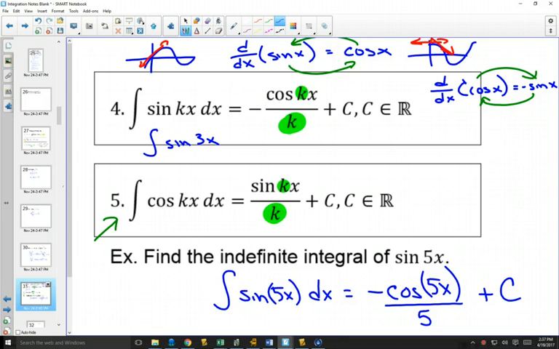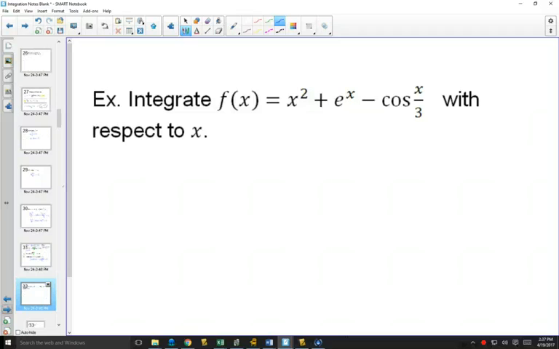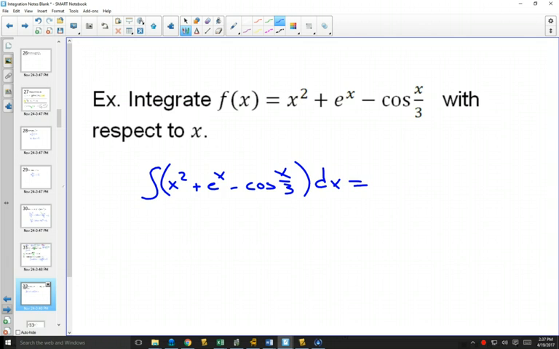One more example in this section. A bunch of them combined. So if we're going to integrate this with respect to x, we're going to get the integral of x squared plus e to the x minus cos of x divided by 3 dx is going to equal, first one is just add 1 to the exponent and divide by that new exponent. e to the x is just e to the x. No extra number inside that we have to worry about a chain rule.